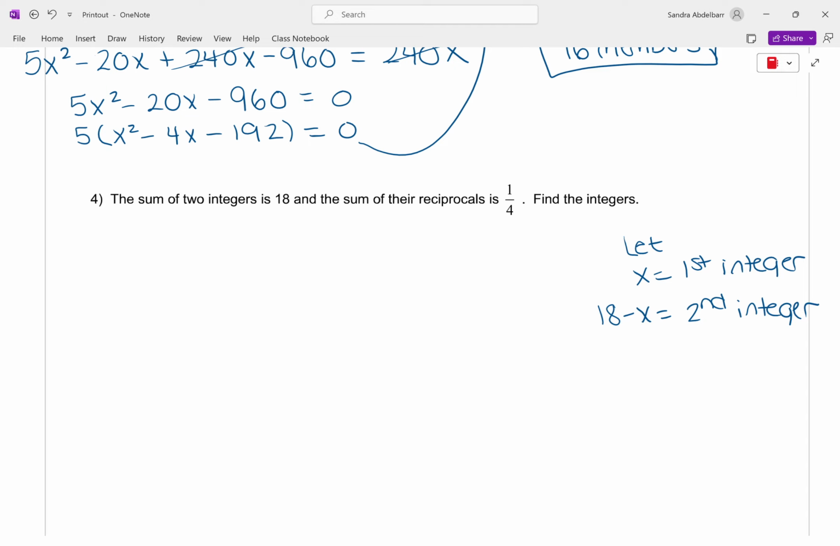So if the first integer is x, what's the reciprocal of the first integer? 1 over x. And it's saying their sum, so now I'm going to add. What's the reciprocal of 18 minus x? Wouldn't it be 1 over 18 minus x? So it's saying the sum of their reciprocals is 1/4, so that's going to equal 1/4.